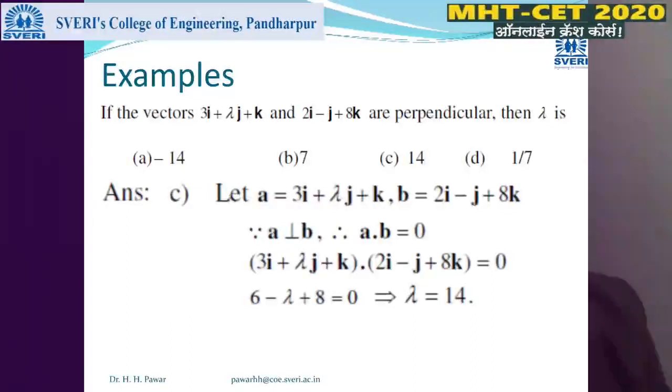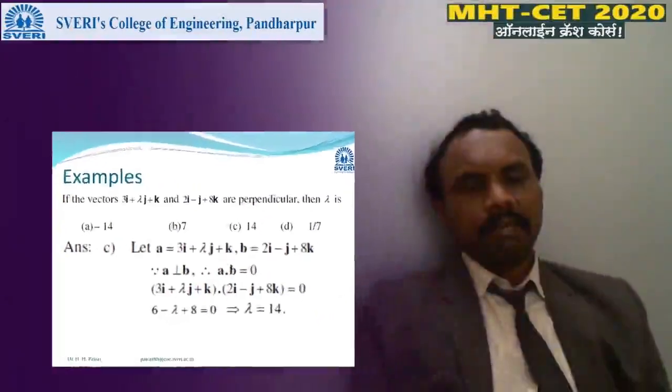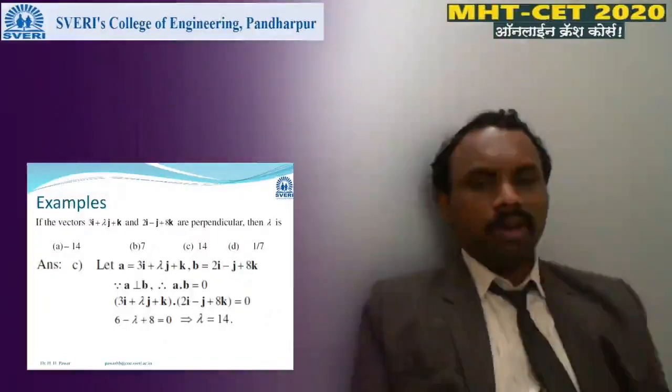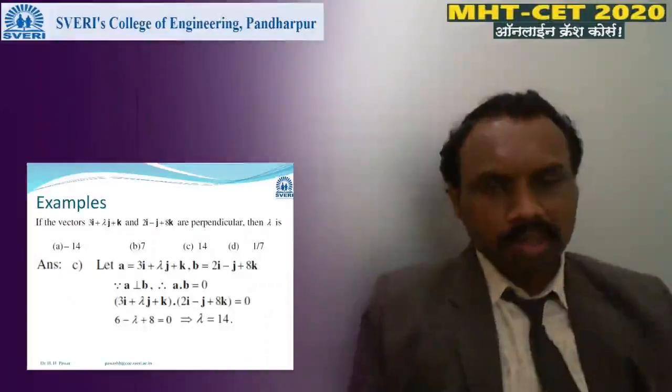So take the dot product of 3i plus lambda j plus k with 2i minus j plus 8k equal to 0, which gives us 3 into 2 is 6, lambda into minus 1 is minus lambda, 1 into 8 is plus 8, that is 6 minus lambda plus 8 equal to 0, which gives us lambda is equal to 14. So option C is the obvious choice for this example.